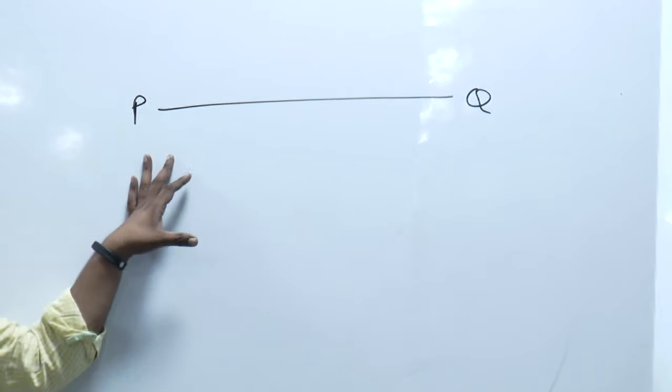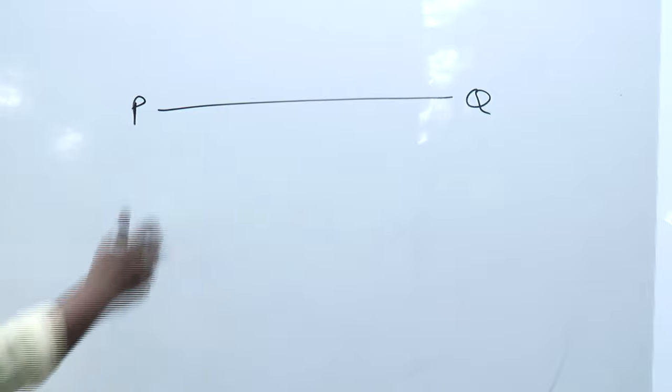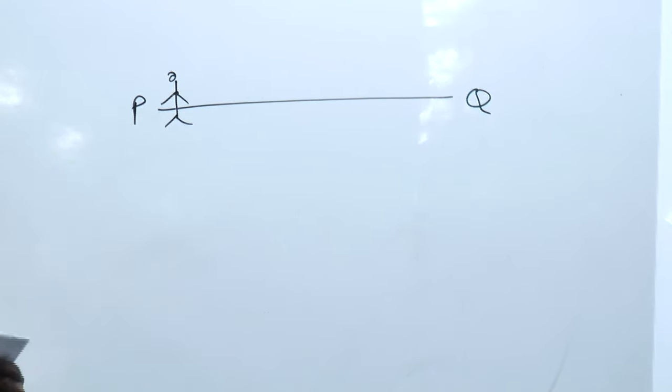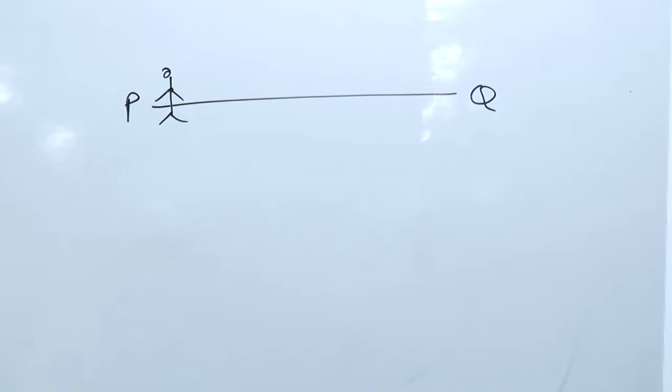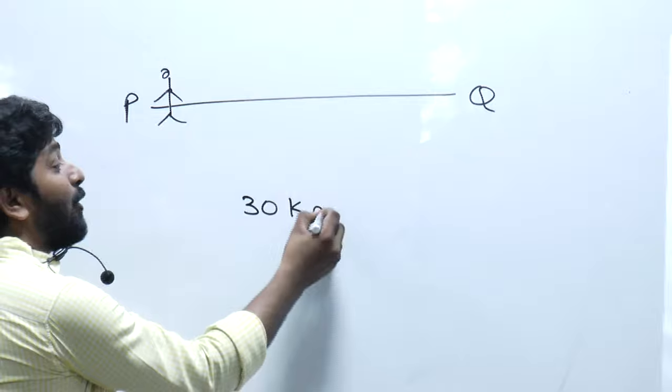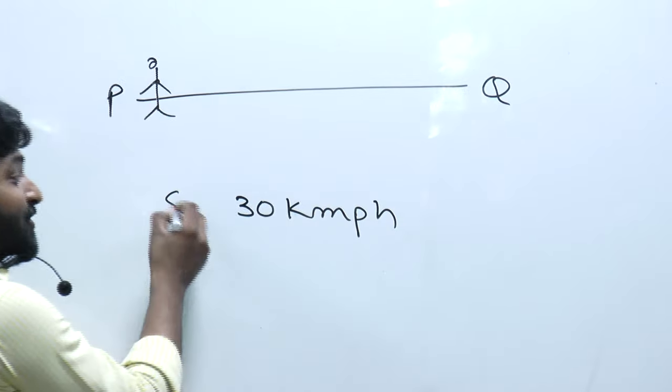Right, we have 2 stations, P and Q. One person started from this place with a speed of 30 km per hour and he covered 10 kilometers. In the sense he traveled for 20 minutes. 30 km per hour is his speed.